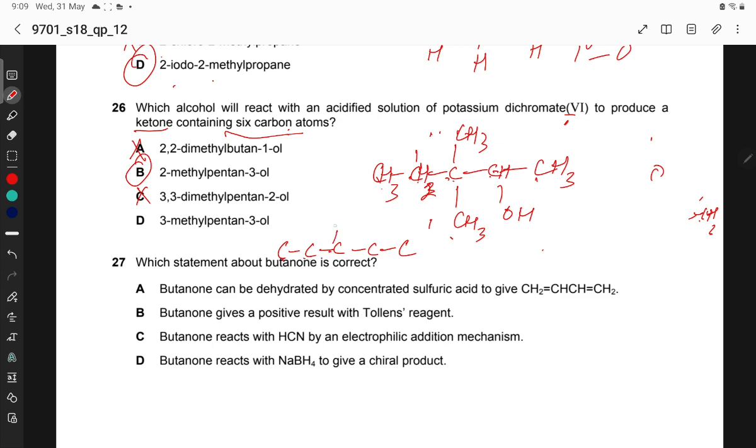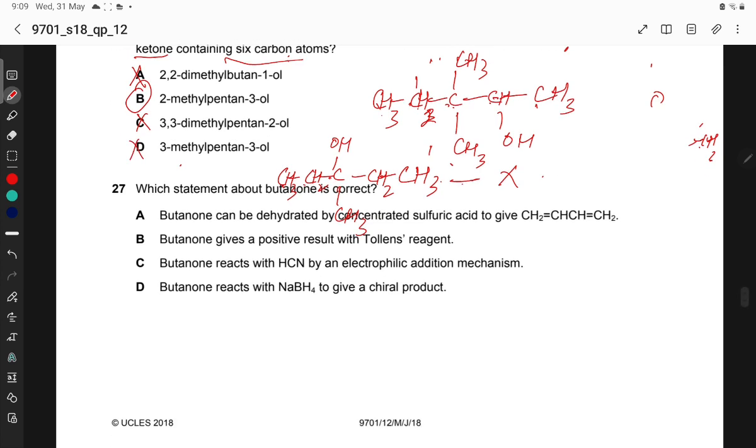1, 2, 3 on 3 methyl CH3, CH2, CH3. So this is a tertiary alcohol, so it is not further oxidized, so that's why it is incorrect.